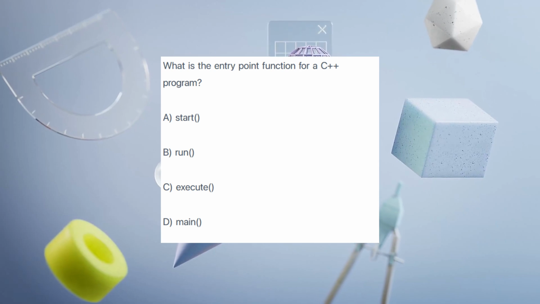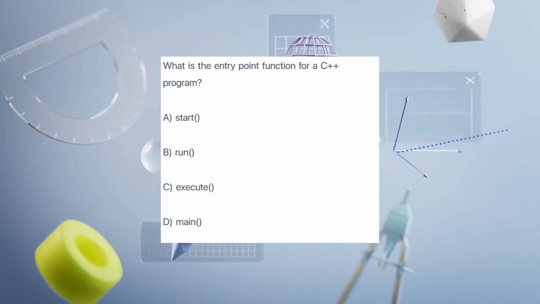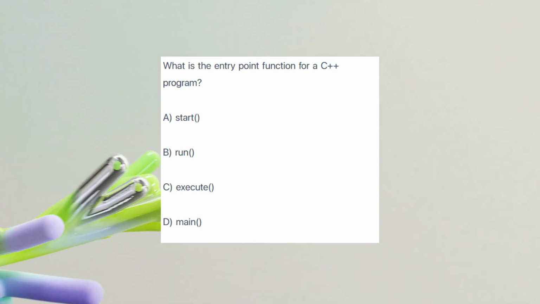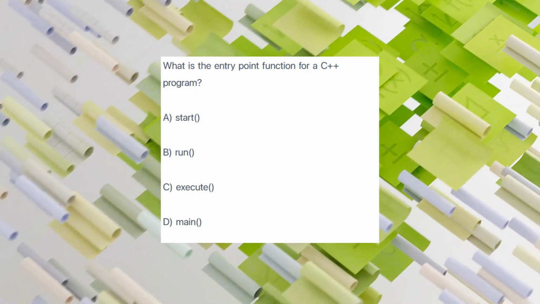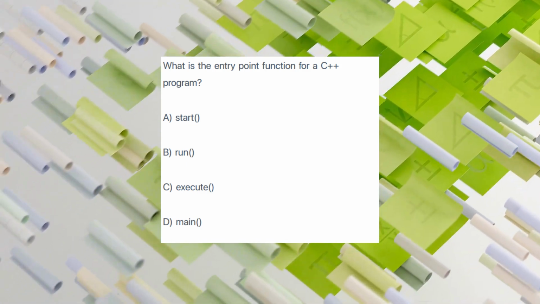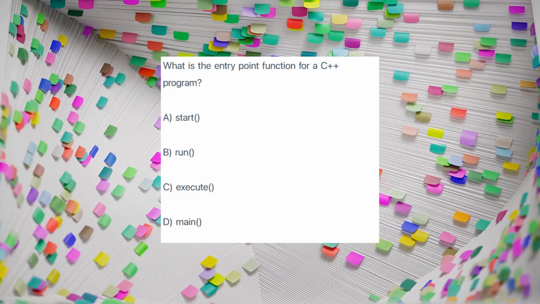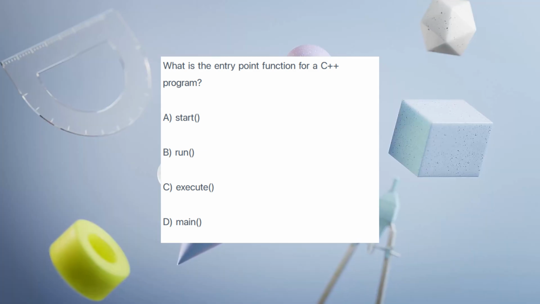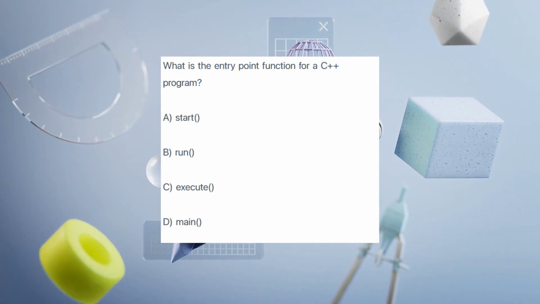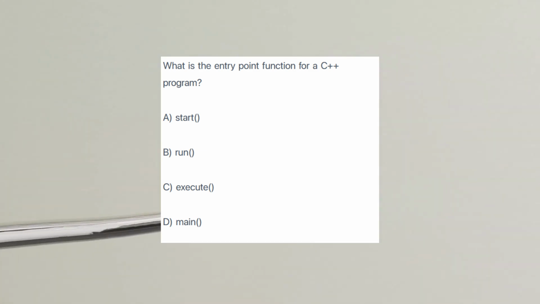What is the entry point function for a C++ program? Is it start, run, execute, or main? Take a moment to think about it. The correct answer is D, main. Execution of a C++ program begins in the main function.